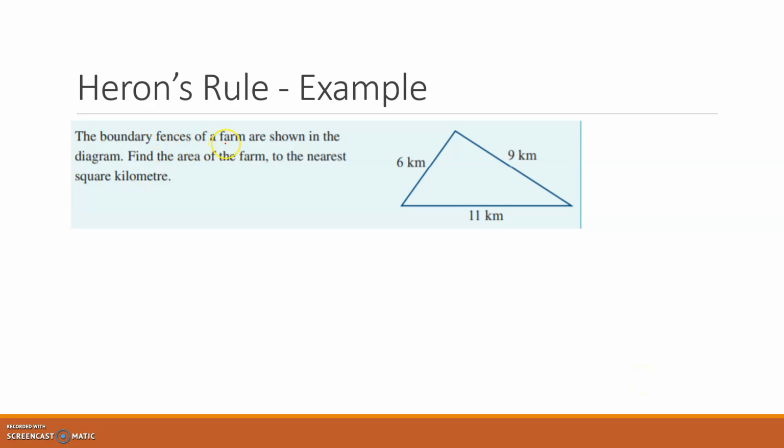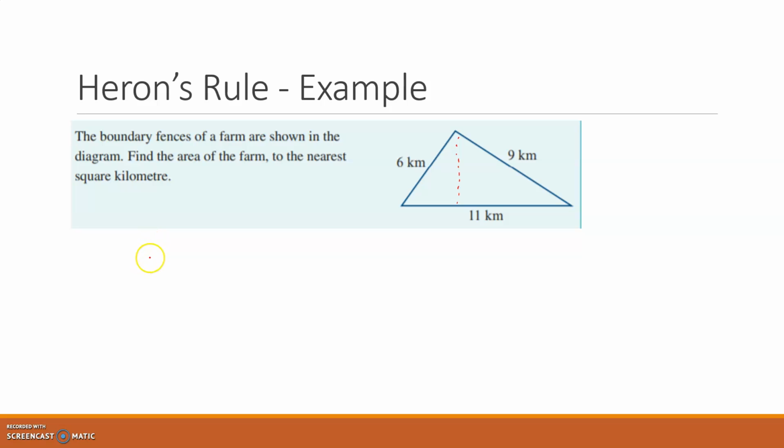It says the boundary fences of a farm are shown in this diagram. Find the area of the farm to the nearest square kilometre. So this is a triangle that I want to find the area of. I know its base, but I don't know its perpendicular height here. And I also don't know any of the interior angles. So I can't use any of the first two rules we looked at. I have to use Heron's rule.